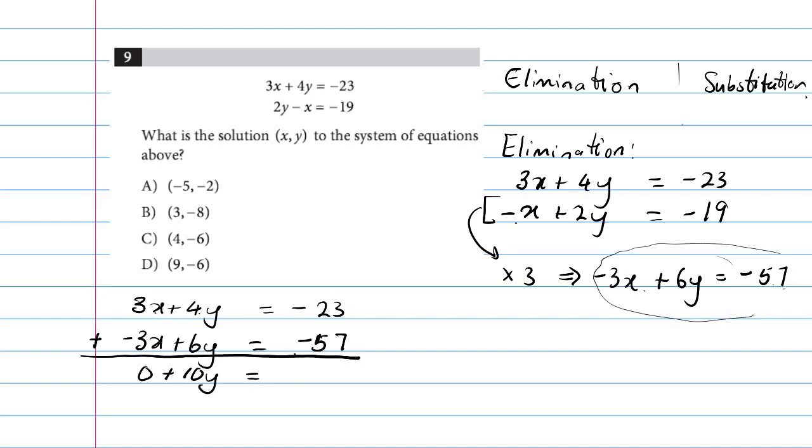Let's see what we get here. This ends up as negative 80. So we have 10y equals negative 80. You know what to do next: divide both sides by 10. We get y equals negative 8. We found y. How do we find x? In the interest of this exam, once you find y equals negative 8, you are already done, because there's only one answer with y equal to negative 8. So this should be it.